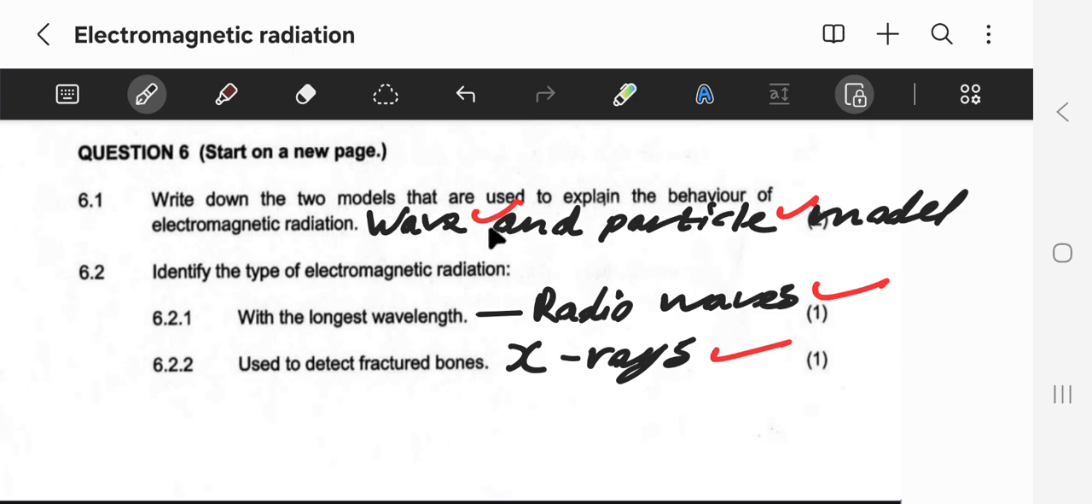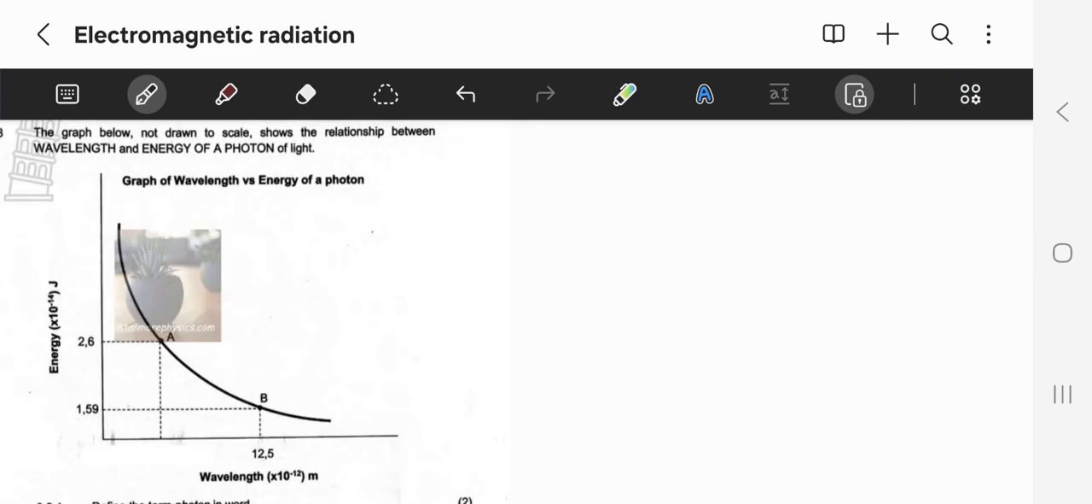Okay, guys, and this is how you're gonna mark your work. 2 marks here, 1 for each model, and then 1 mark for each answer here. Now we move on to the next question.